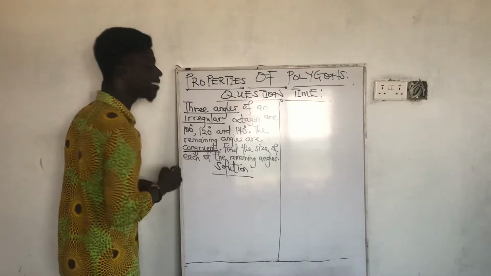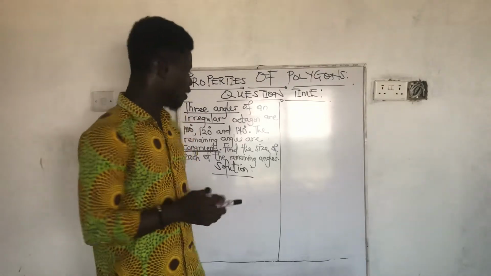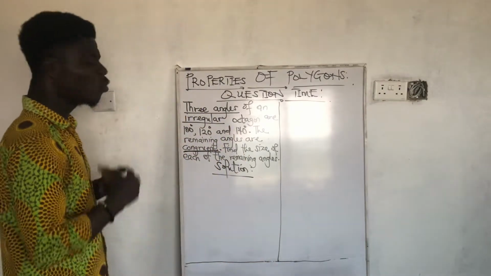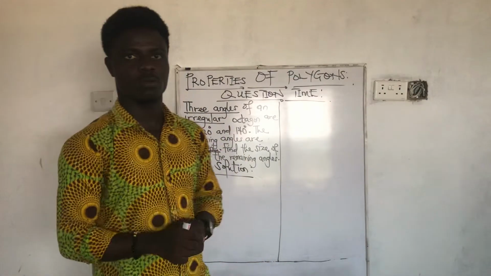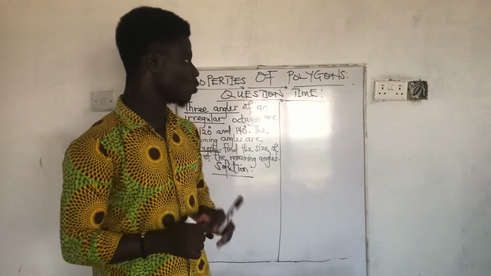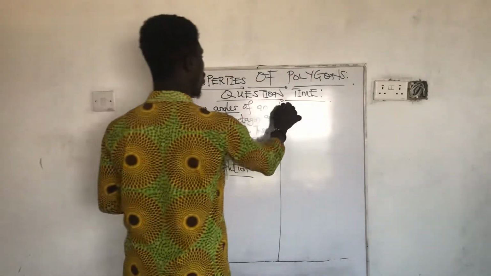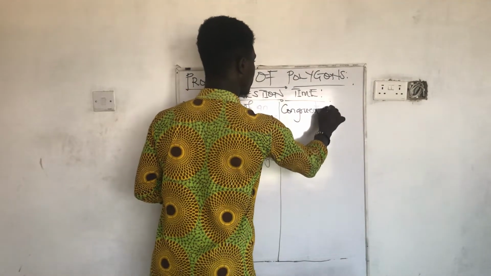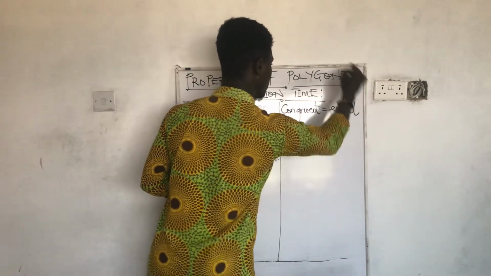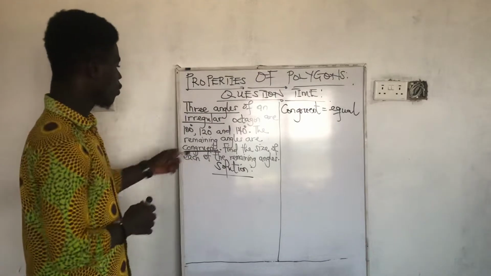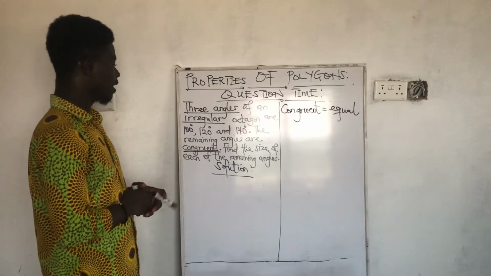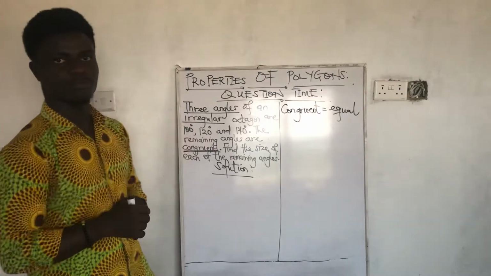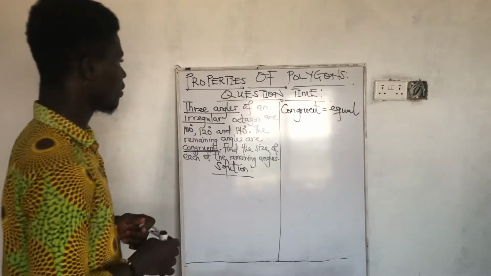So we have to understand this word, congruent. If you don't understand this word, you'll be stuck. Congruent means equal. So let's fix equal inside the sentence. The remaining angles are equal.